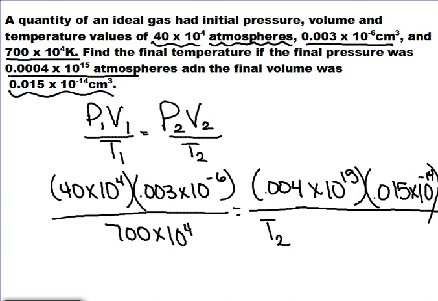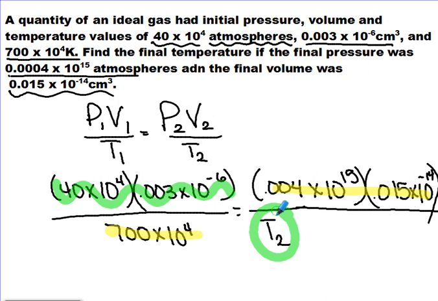Now, in order to solve for T2, we're going to do it the same way we usually do. We're going to cross multiply. You're going to be multiplying the highlighted values and dividing by these values up here in order to solve for T2. Notice that these are in scientific notation, so you're going to have to solve these using the scientific notation methods. You're going to put each one in proper scientific notation and then follow your scientific notation rules.